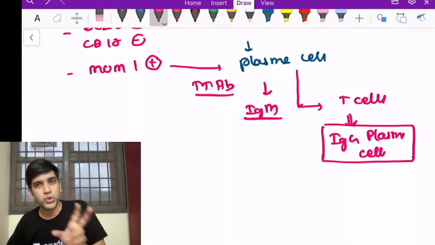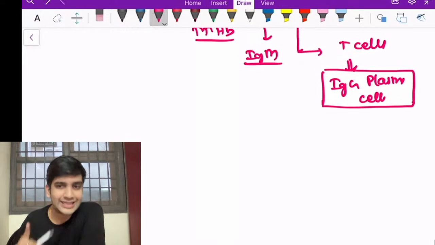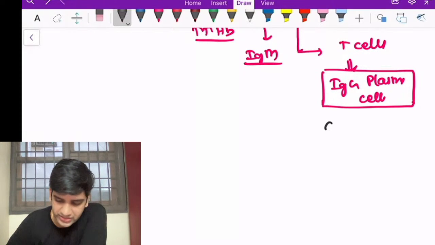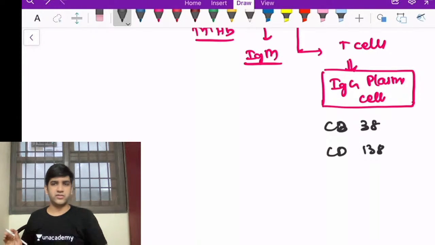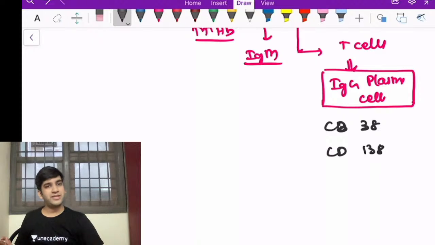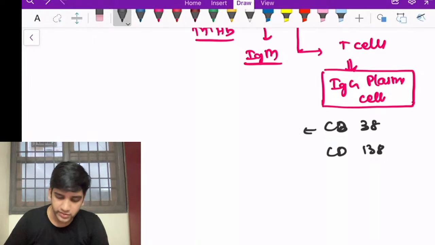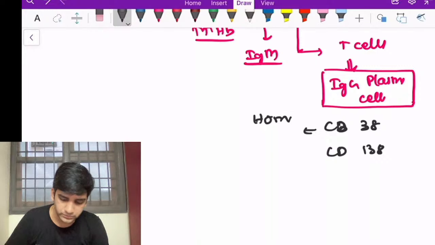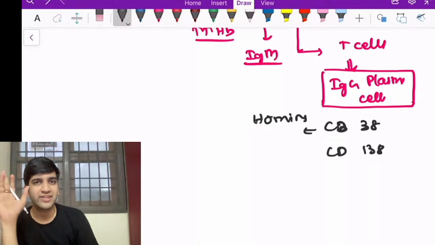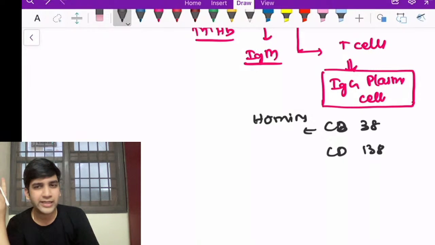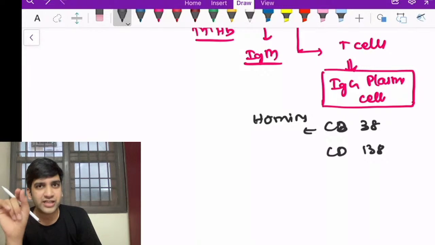I need to. So when a cell becomes a plasma cell, it will start expressing two molecules, CD38 and CD138. Both of them have very specific functions. The thymus will not be there in an adult, so I'm going to go to the bone marrow, right? CD38 here is a homing molecule. Whatever cell is CD38 positive will automatically go to the bone marrow. So this IgG secreting plasma cell will be dragged to the bone marrow.